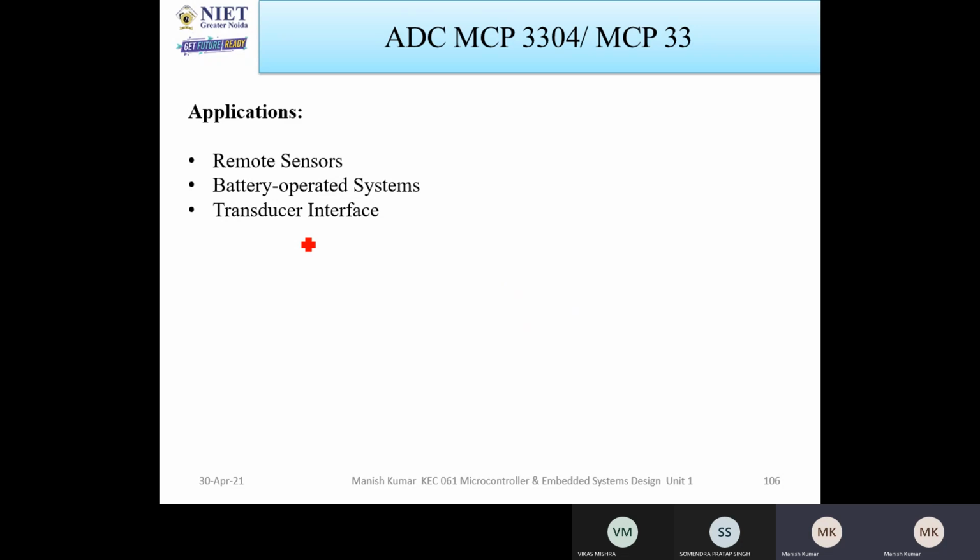Transducer interface. With the help of a transducer, you can change analog signals to digital or digital signals to analog. A transducer is used for converting one form of energy to another form. So in that case, if analog signals have to be converted to digital signals or digital signals to analog signals, then you can use the MCP3304.